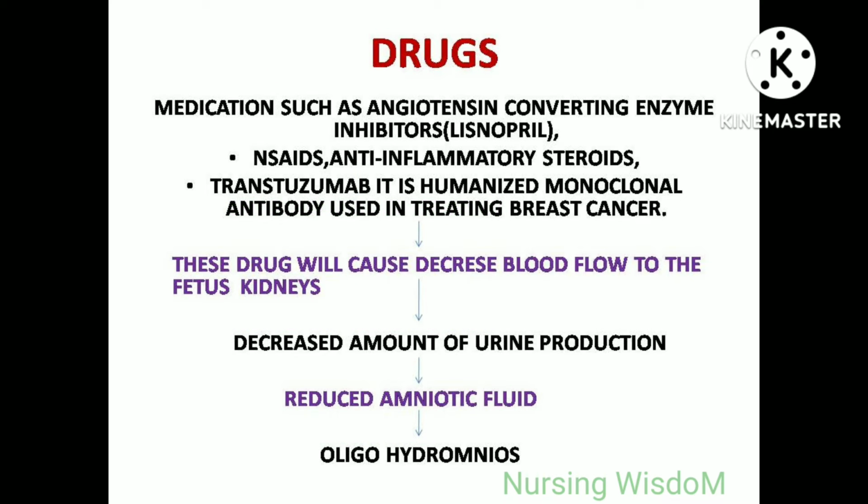Drugs. If the mother is taking medication such as angiotensin converting enzyme inhibitors like lisinopril, prostaglandin synthesis inhibitors like NSAIDs, anti-inflammatory steroids. Next, trastuzumab. It is a humanized monoclonal antibody used in treating breast cancer. This drug will cause decreased blood flow to the fetus kidneys. That will cause decreased blood supply to fetal kidneys and leads to decreased amount of urine production. That will reduce amniotic fluid amount and leads to oligohydramnios.